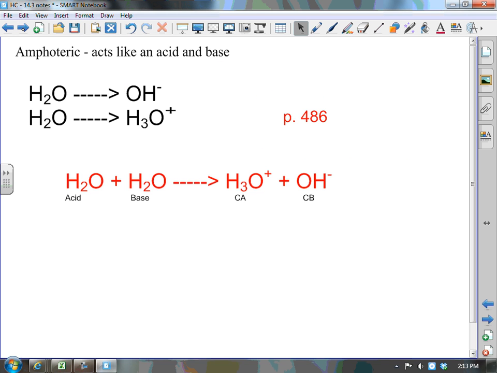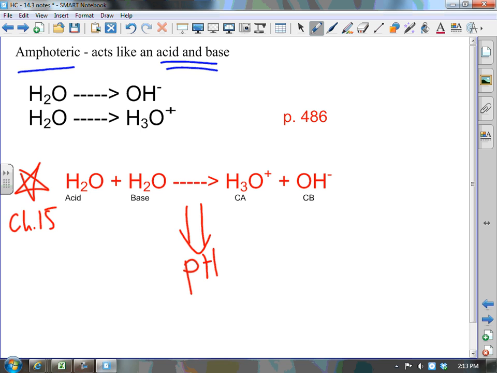Last thing I'll say about this: what is that then? It's what we call amphoteric. An amphoteric chemical is one that can act like an acid and act like a base. This reaction right here is a very, very important one that we will use in chapter 15. It looks very simple, but it's extremely important because this leads us to the pH scale.